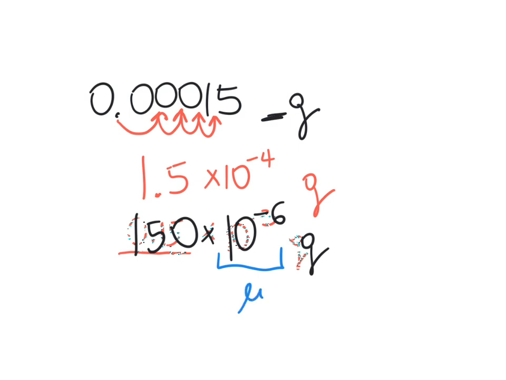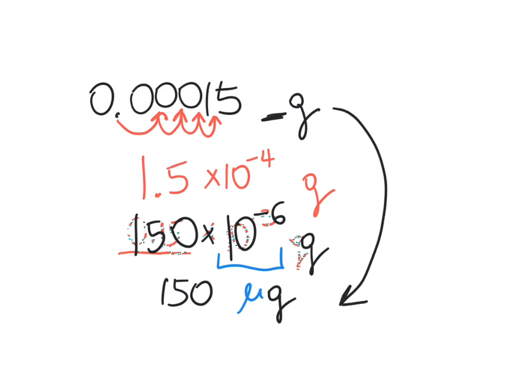So instead of writing 10 to the negative 6th, I will just write down micro, followed by my base unit of gram, and then the base number. So this number becomes 150 micrograms. So notice the difference, how much better this number is looking right now.